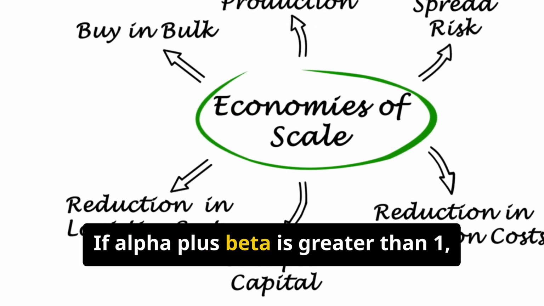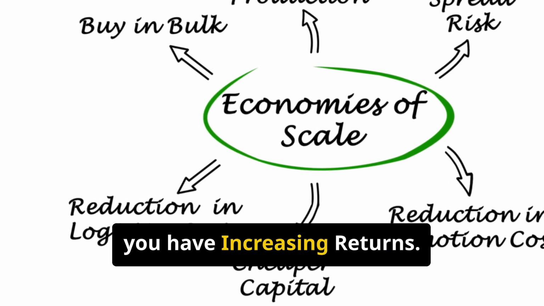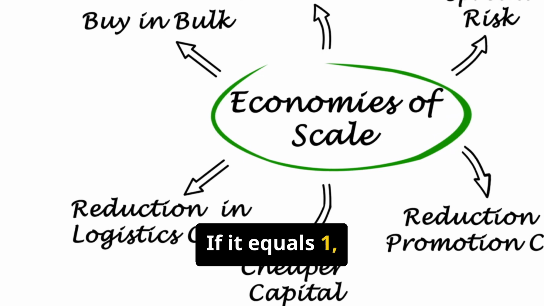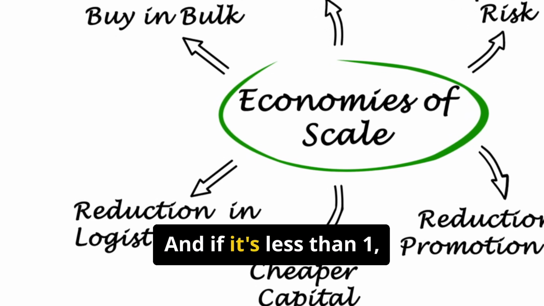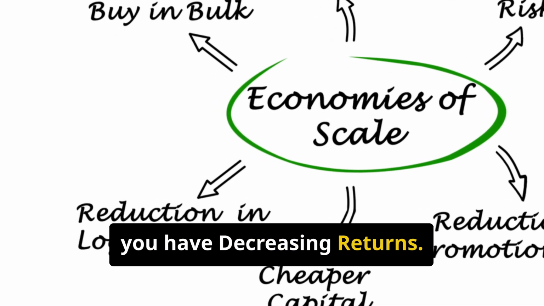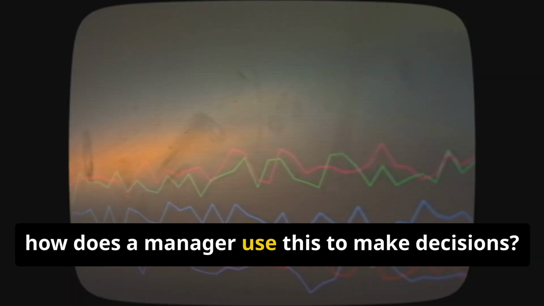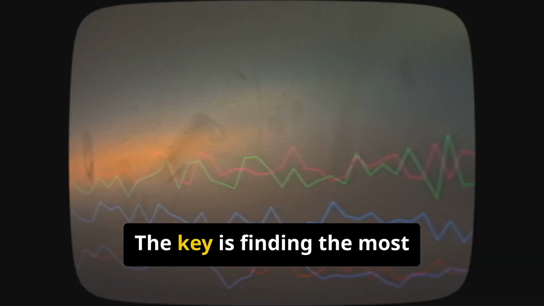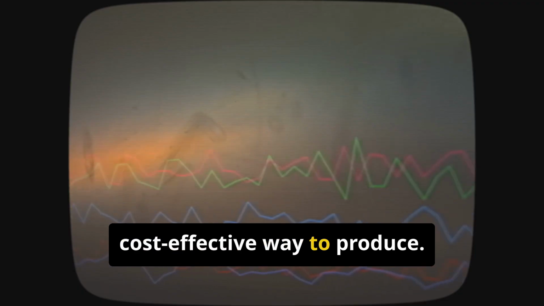If alpha plus beta is greater than 1, you have increasing returns. If it equals 1, you have constant returns. And if it's less than 1, you have decreasing returns. So how does a manager use this to make decisions? The key is finding the most cost-effective way to produce.